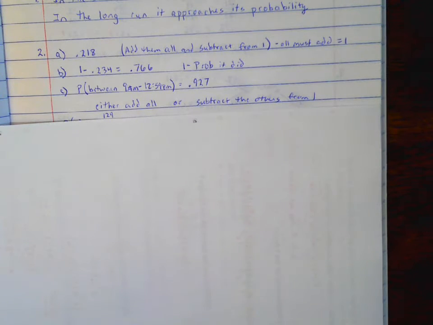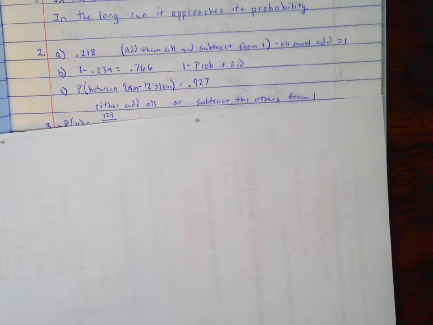Okay, so letter B, when they ask you for the not begin between those hours, you can either add all the ones that did not begin between those hours, or take 1 minus the ones that did between those hours. So either way works there. 0.766 is your answer.